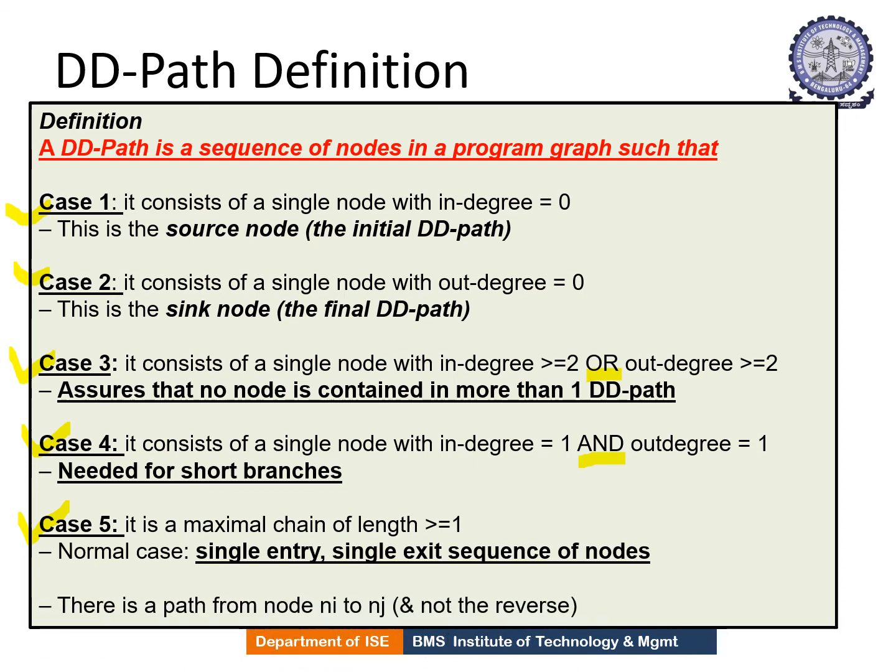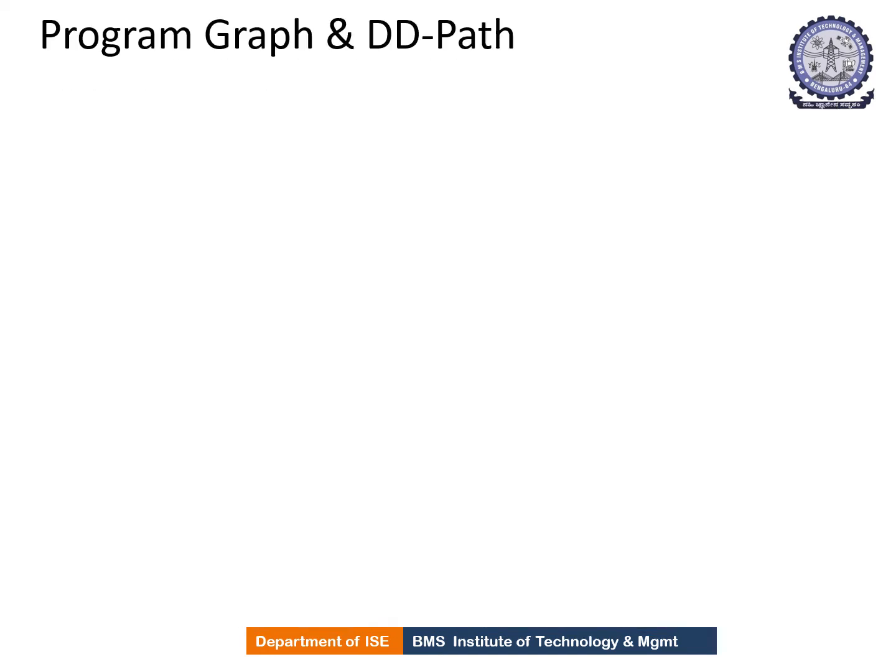Now there is a path from node Ni to Nj and not in the reverse direction, because it's a directed graph. If you consider our triangle problem statement, the nodes go from line number 1 to line number 23. It's not in the reverse direction. Now let's go in depth about the program graph and DD paths.